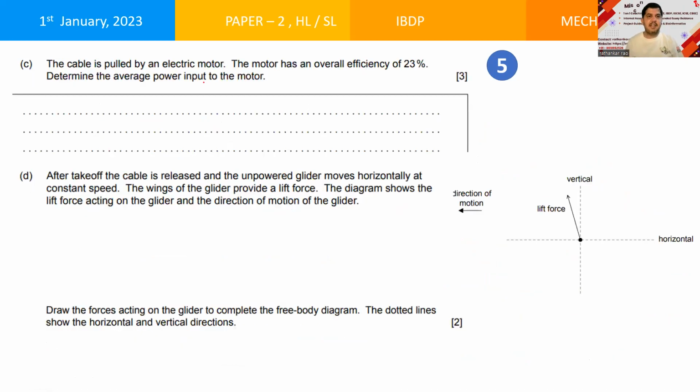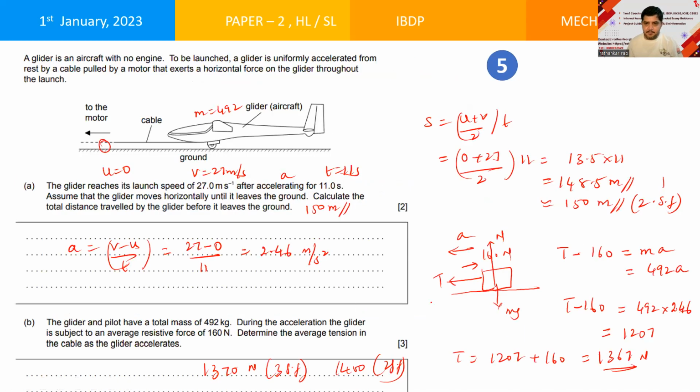The cable is pulled by an electric motor. The motor has an overall efficiency of 23%. Determine the average power input to the motor. So it's pulled by an electric motor. The motor has an overall efficiency of 0.23, 23%. Determine the average power input. Now, how do we do this? What is being given? Tension is given. What is the velocity?